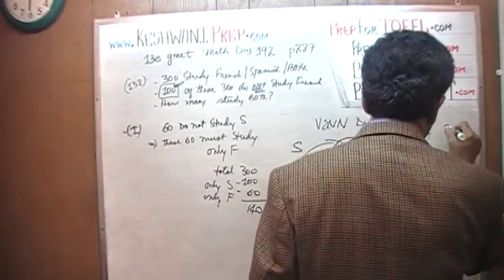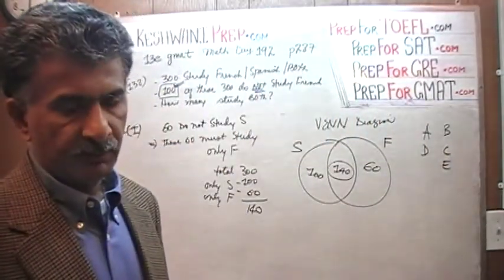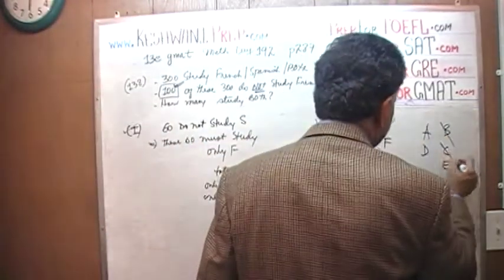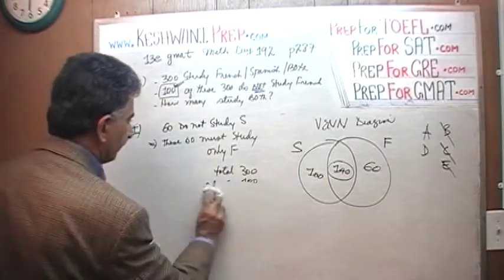A, D, B, C, E. Because the first statement by itself turns out to be sufficient, we know now the answer cannot be B, C, or E. It would have to be either A or D. Let's look at the second statement.